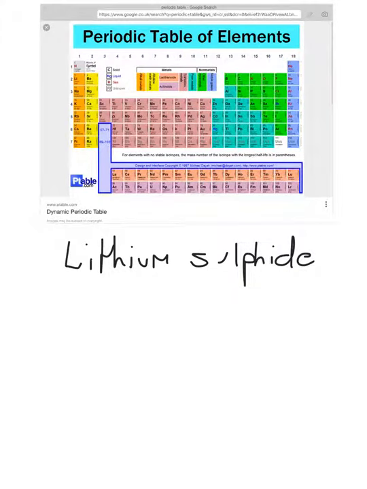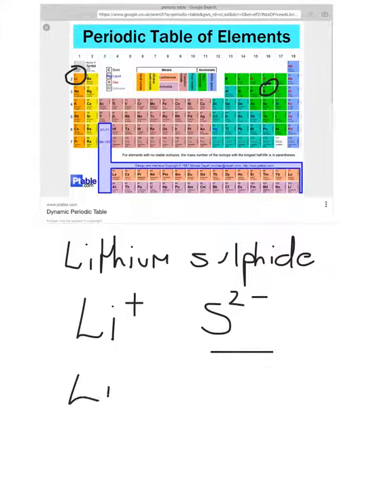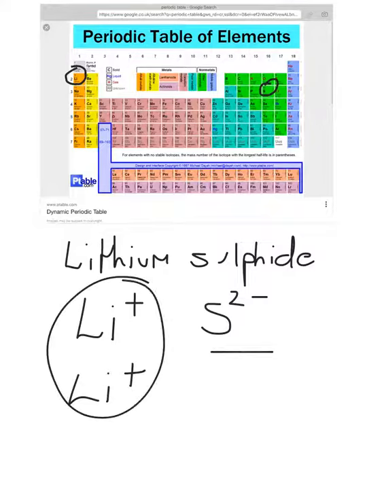Okay, so we're going to do lithium sulfide first of all. So we have lithium here in group 1. Because it's in group 1, it forms Li+. Sulfur is in group 6, so forms S2- ions. So I've got 2 minuses here, but only 1 plus, so I need another Li+. Now I've got 2 pluses and 2 minuses, so the formula is Li2S.